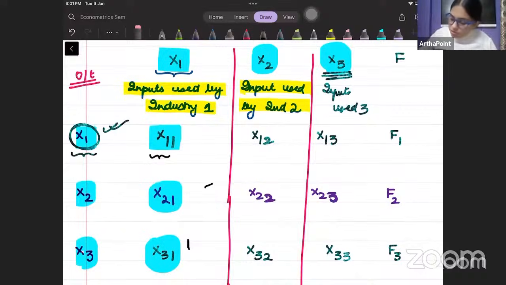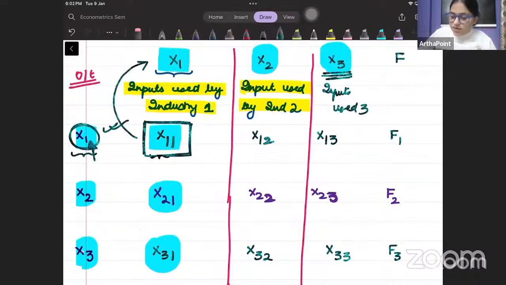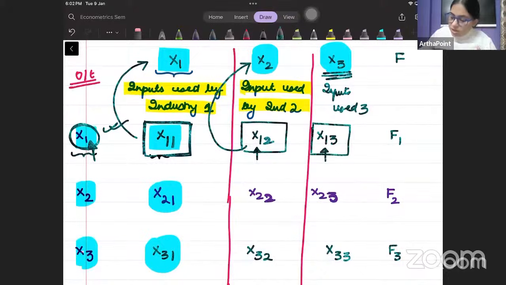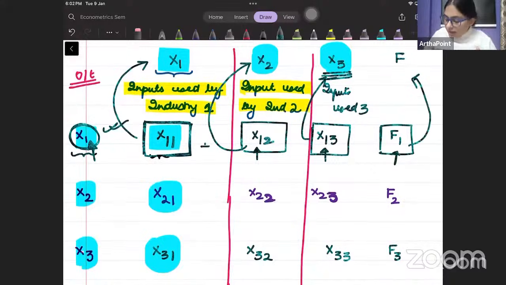Now look into the row बच्चे. This is the amount of good one consumed by industry one. Amount of good one consumed by industry two. Amount of good one consumed by industry three. Amount of good one consumed by consumer. So if I add these together, they will give me the total amount of good one. So ये same unit में होगा. This will be in the same unit.